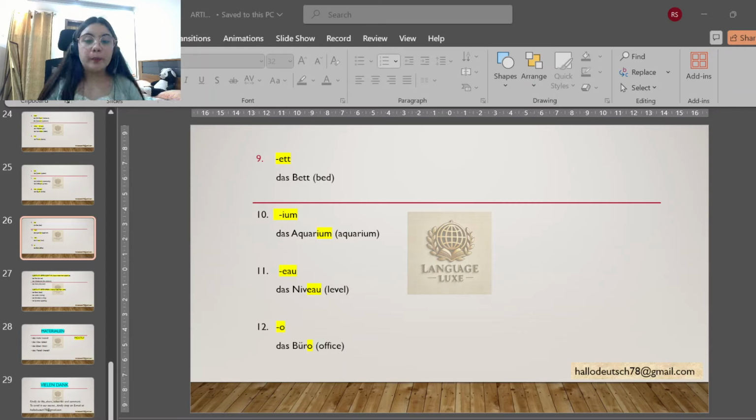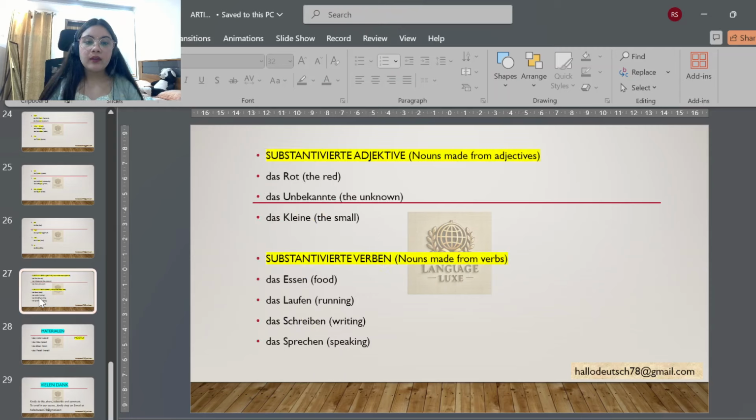Then comes ium, I-U-M. Das Aquarium. Aquarium. Then I-A-U. Das Niveau, that is level. Because of this I-A-U ending, it will be das. Then comes O. Das Bureau. Bureau is office. Because of this O, it will be your das.